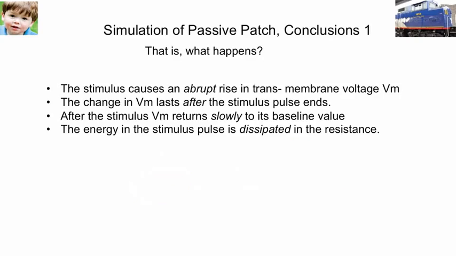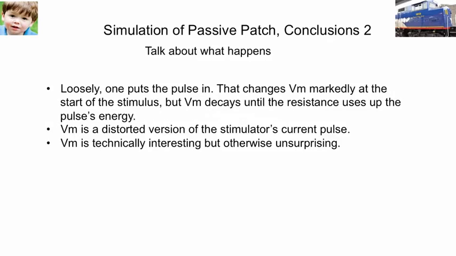If I say that same thing in words, the stimulus causes an abrupt rise in transmembrane voltage. Vm continues after the stimulus pulse ends. Vm returns relatively slowly to the baseline, and what's happening is that the energy that was stored on the capacitor is being dissipated in the resistance.